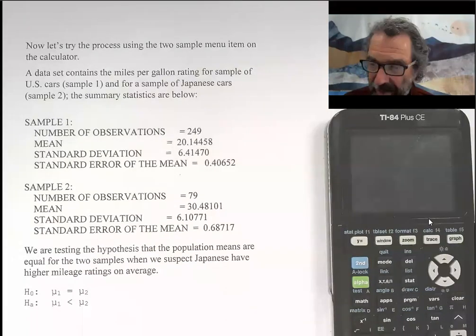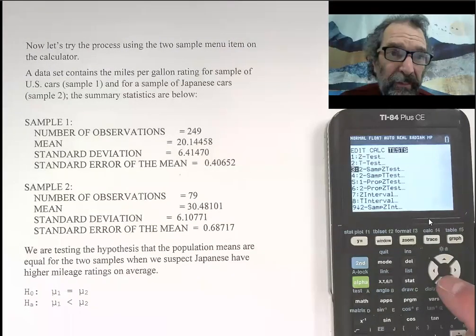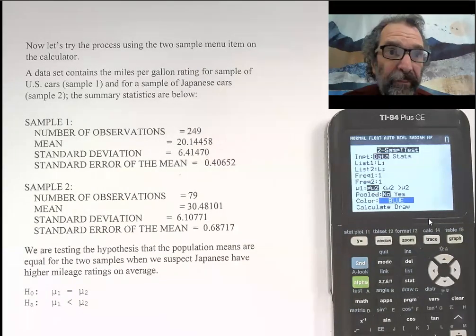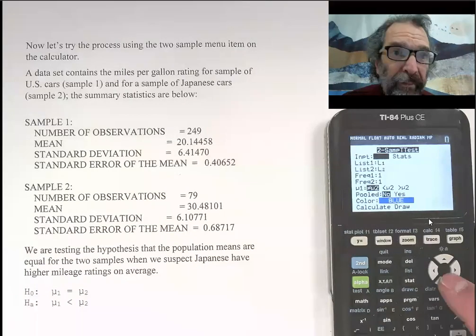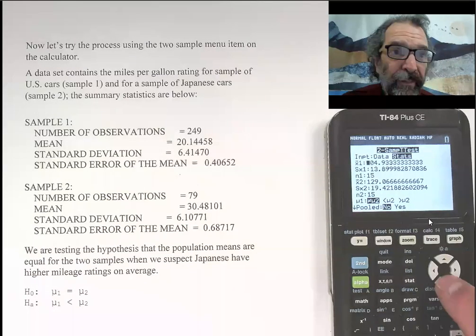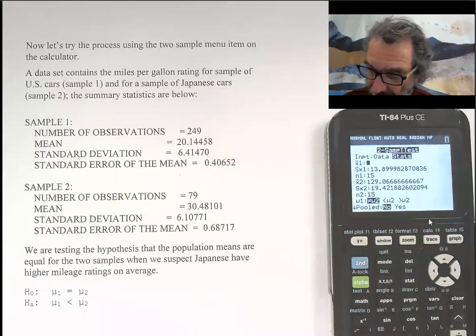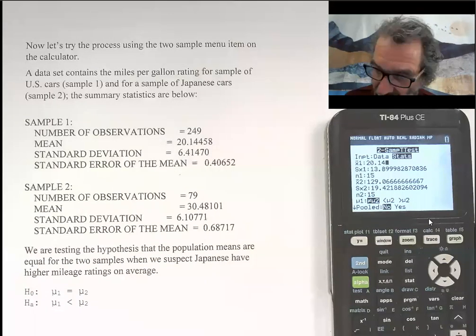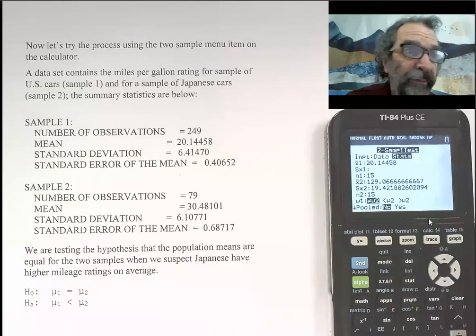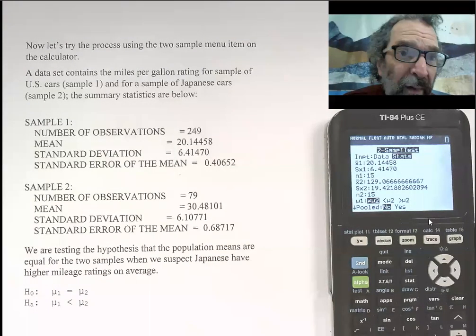So we come in here. We just go to stat tests. We go to the 2-sample T test. There it is. Boom. We tell it we're going to use data. Okay, I'm hitting enter. No, we're using stats. Pardon me, that's why it doesn't change. I'm hitting enter. Okay, and then we come down here. We'll clear this. So the mean was 20.14458. We don't need all those decimal places, but what the heck. And the standard deviation, hit clear, 6.41470. Looking as I go to make sure I don't screw up.